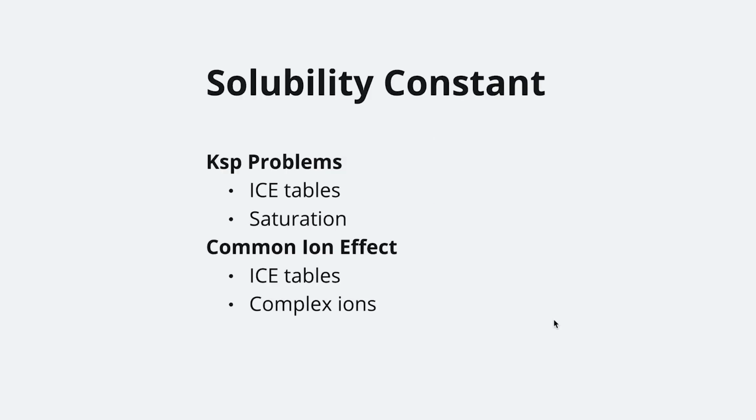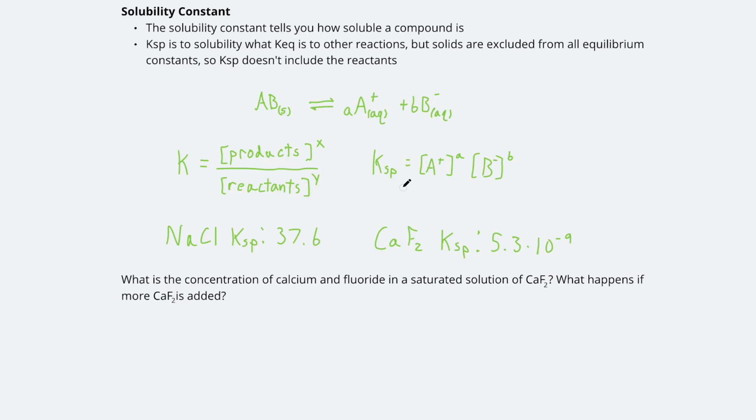In this video, we'll go over the solubility constant, and we'll look at KSP problems, and then go over the common ion effect. The solubility constant tells you how soluble a compound is, and it's represented by this term KSP, and KSP is really just another equilibrium constant.